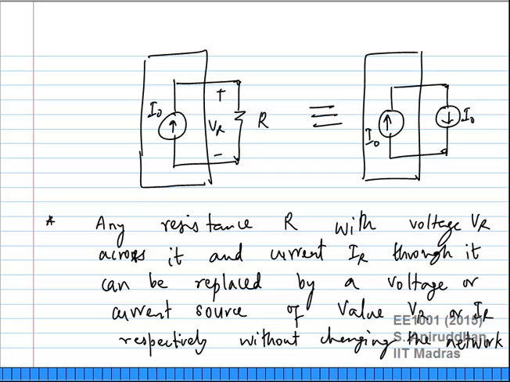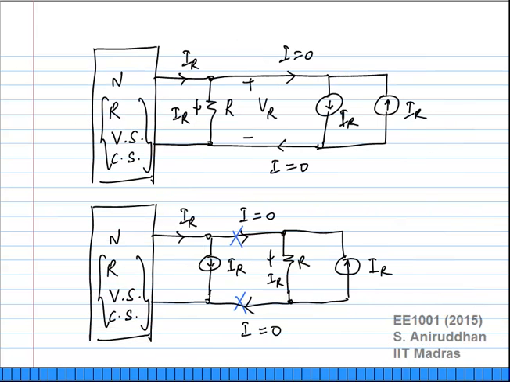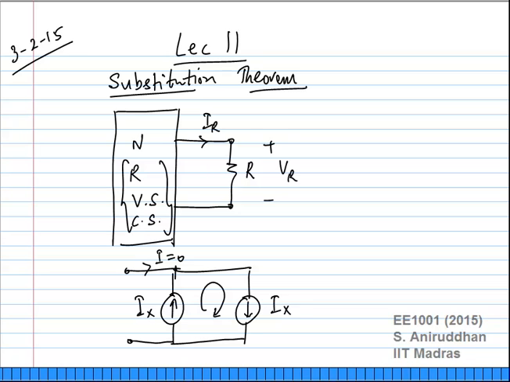Now two things. See, the substitution theorem as we have stated it right now says any resistance R. But does it have to be a resistance? Where have we used the property that it's a resistor? Let's go back. Where have we used the property that it's a resistor? We have not. Okay. So in reality, this substitution theorem is valid for any two-terminal element. Okay. We happen to choose the case of a resistor. It's valid for any two-terminal element.